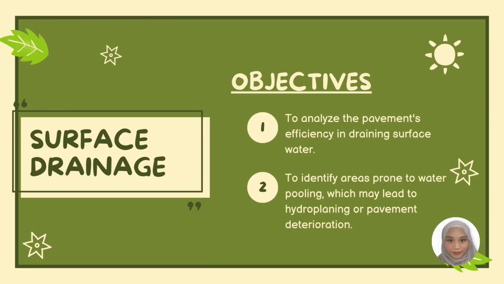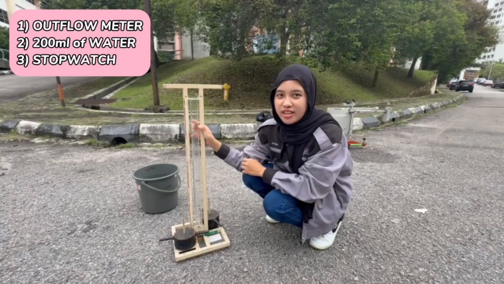The last test that we will conduct is the surface drainage test. The objective is to analyze the pavement efficiency in draining surface water and to identify areas prone to water pooling, which may lead to hydroplaning or pavement deterioration. Today we need to do the surface drainage test.